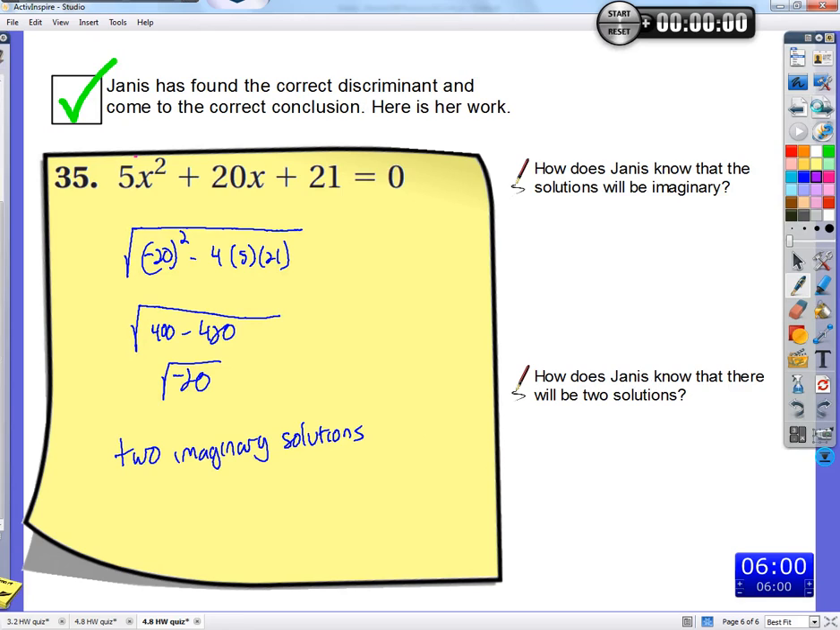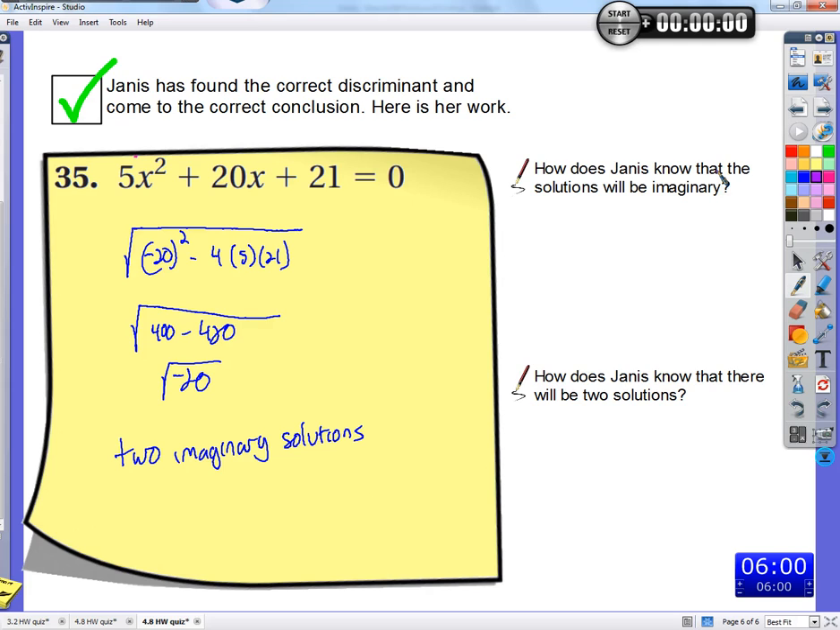All right, so Janice has found the correct discriminant. She's doing good work and came to the correct conclusion. How, first of all, does Janice know that the solutions will be imaginary? Go ahead and open that up for discussion. Well, how does she know that?